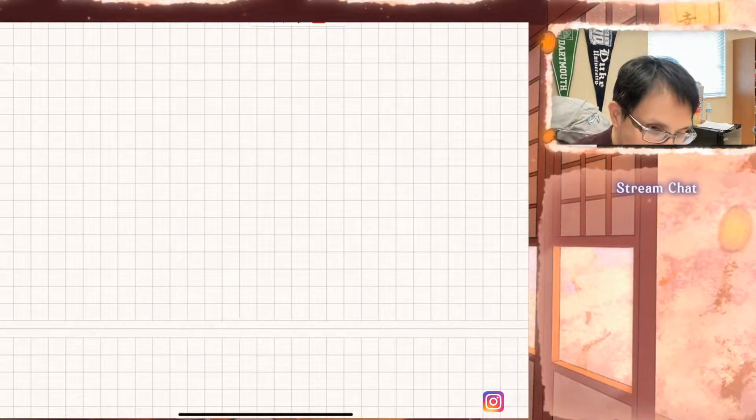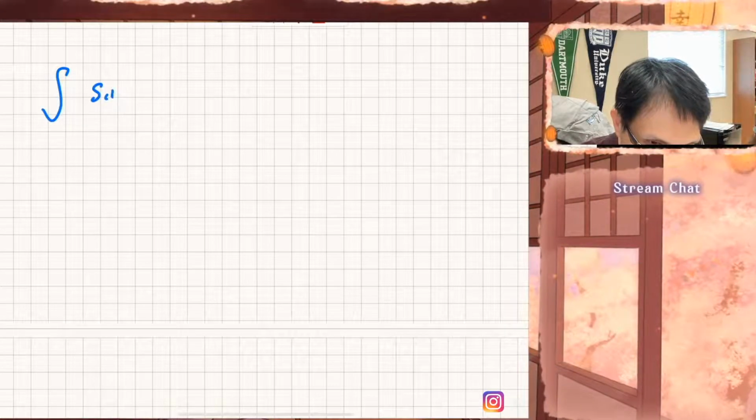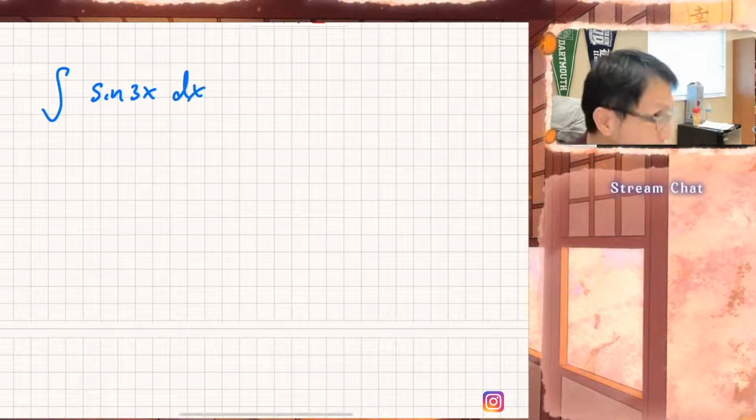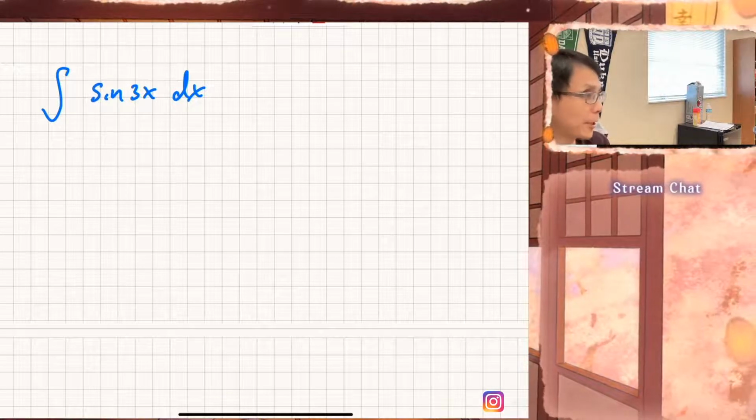Now, how do you do the integration of this? So it's actually fairly easy.